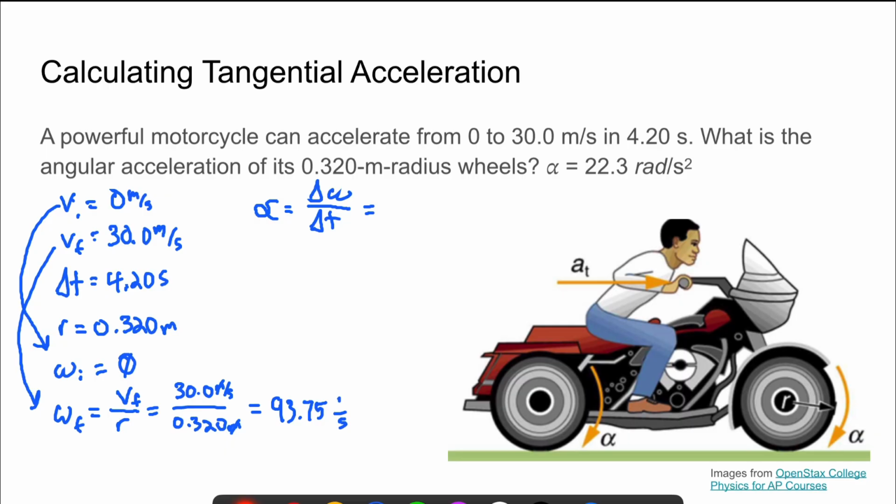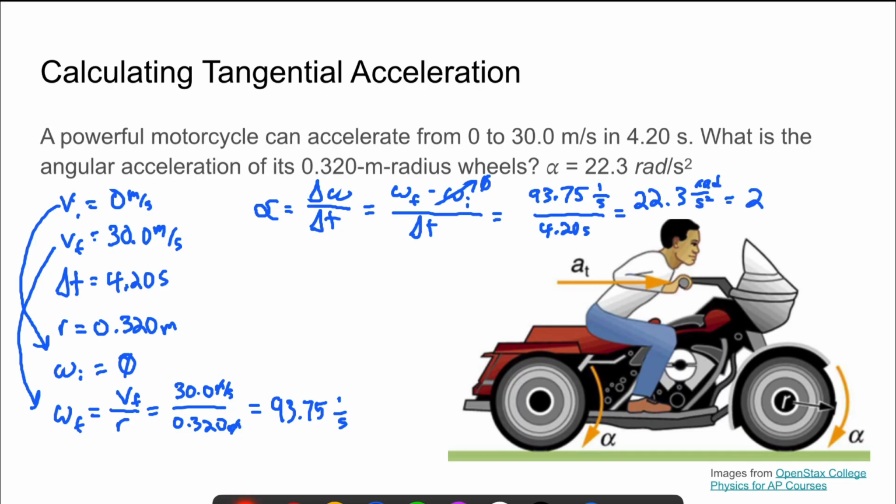And now we can plug that in over here. So we've got our final angular velocity minus our initial angular velocity, which again was 0, so that term can go away, divided by our change in time, right? Which is 93.75 inverse seconds divided by 4.20 seconds. And that'll give us about 22.3. Again, we could say radians, or we could have no unit on our numerator, and that's 1 over second squared. We call that radians if we wanted to. Or 22.3 inverse second squared.